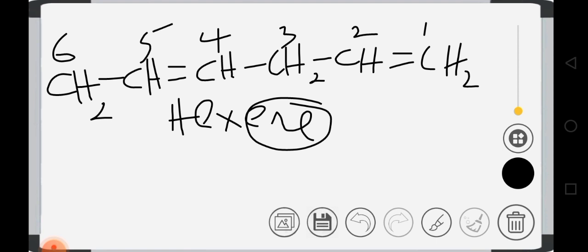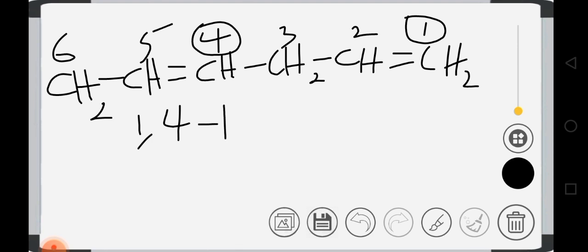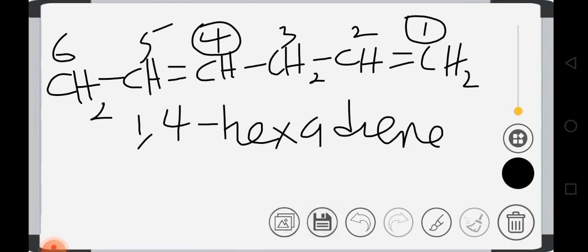Now, how many double bonds do we have? We have 2 double bonds. So the parent name is hexene, but we are still going to add the positions, so I'm going to have 1, 4. Remember when it's more than 1, we add A to it. So I'm going to have hexadiene. Since it's more than 1, we put hexa. This di is telling us that we have 2 of them there.